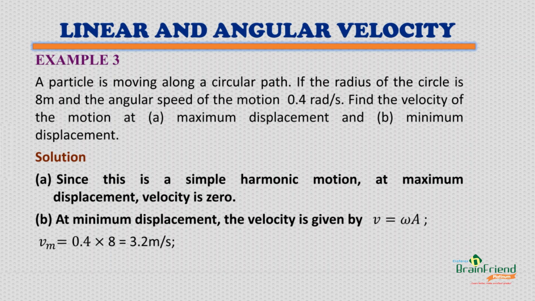Now, the next thing is, we have to solve for the velocity at minimum displacement. And from our formula, at minimum displacement, v is equal to omega A. But from our question, omega is given as 0.4 radians per second, and A, which is also the radius, is given as 8 meters. Substituting these values into this formula, we have v is equal to 0.4 times 8, which is equal to 3.2 meters per second.